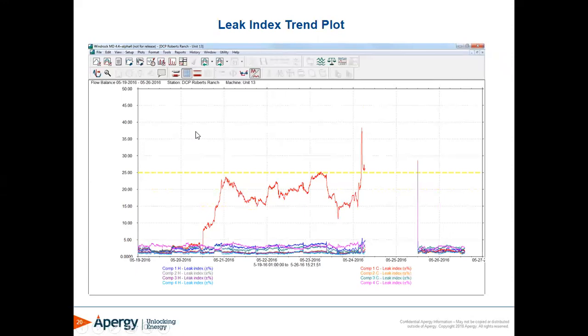On 5/24, here you can see where there's no data, this is where the customer shut the machine down. They verified the leaking valve. They replaced the valve during an operational shutdown. Leak index and flow balance both went back to normal after replacement. You can see that it comes back down to normal over here.